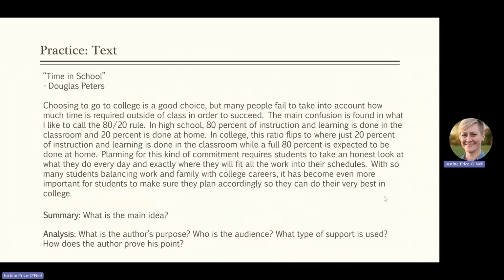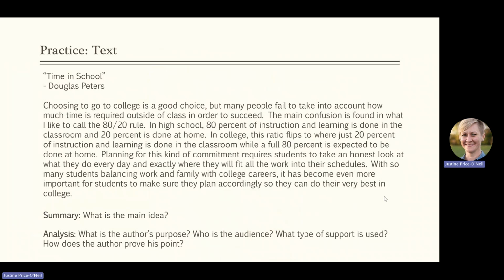In high school, 80% of instruction and learning is done in the classroom and 20% is done at home. In college, this ratio flips to where just 20% of instruction and learning is done in the classroom, while a full 80% is expected to be done at home. Planning for this kind of commitment requires students to take an honest look at what they do every day and exactly where they will fit all the work into their schedules. With so many students balancing work and family with college careers, it has become even more important for students to make sure they plan accordingly so they can do their very best in college.